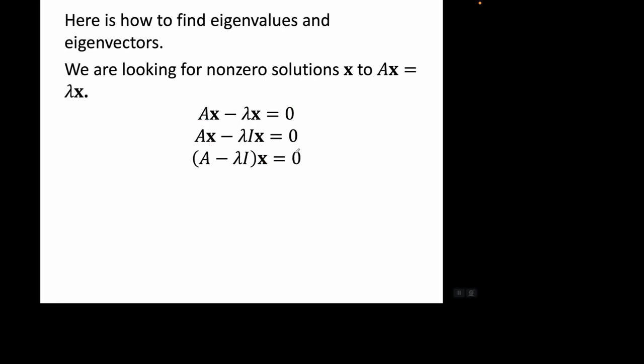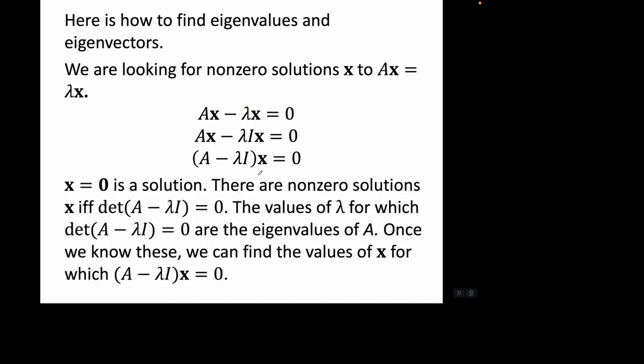Here instead is what we can do. We're going to rewrite λx as λI times x. Here I is the identity matrix, because multiplying a vector x by a constant λ is the same thing as multiplying the identity matrix by λ and then taking that resulting matrix and multiplying it by the vector x. That'll give you the same result. And now we can factor out x, because both A and λI are n by n matrices.